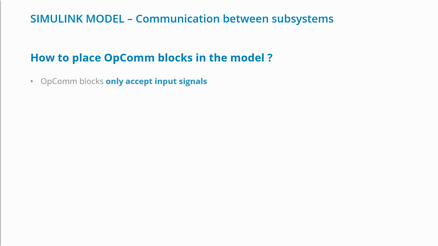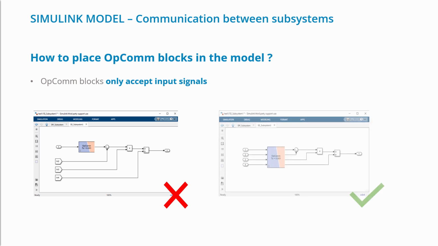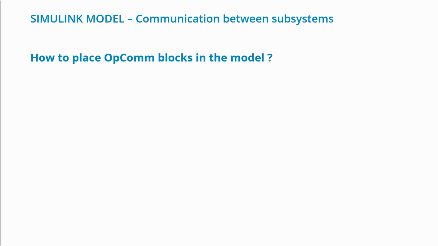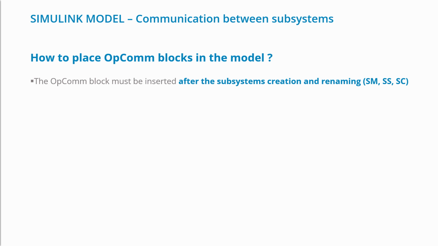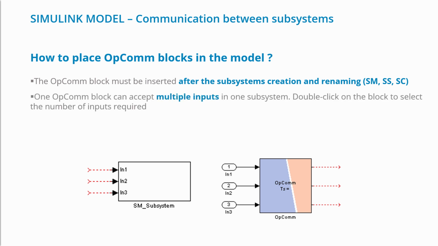Following the same logic, we cannot use goTo and from blocks from Simulink between two subsystems because the signals would bypass the op-com blocks. It is important to add the op-com block only after having created and properly named the subsystems. These blocks can accept multiple inputs, each of which can either be scalars or vectors.